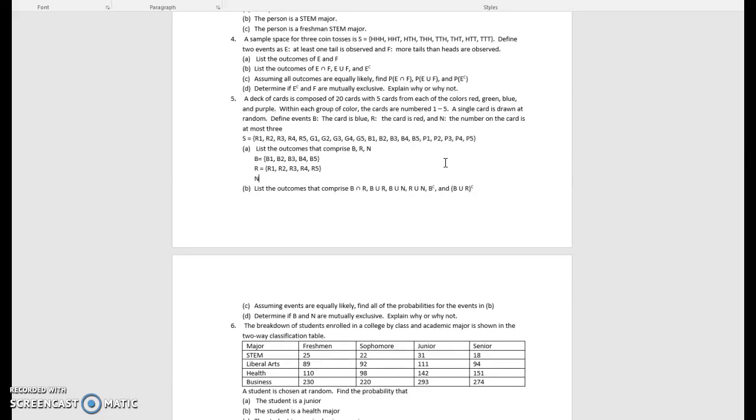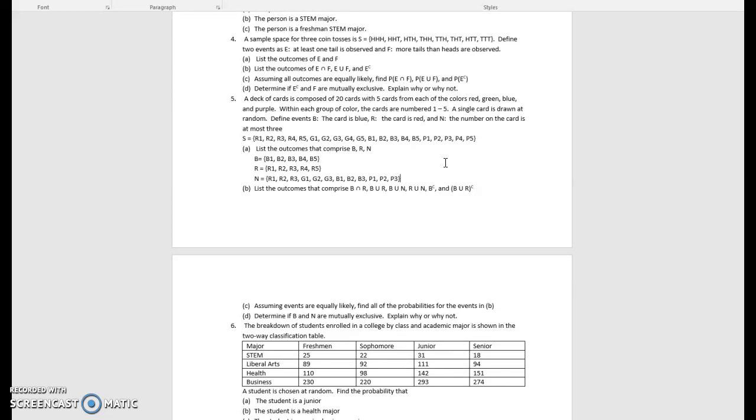And then lastly, N is the number on the card is at most 3. So we're talking 1s, 2s, and 3s. 4 and 5 would be more than 3. So we're looking at all cards that have a 1, 2, or a 3. So if we look, R1, R2, R3, G1, G2, G3, B1, B2, B3, and P1, P2, P3.